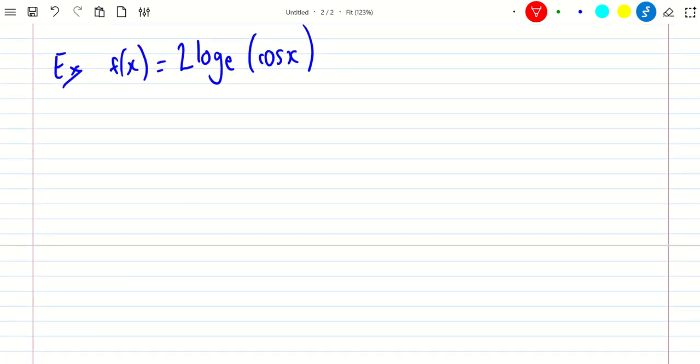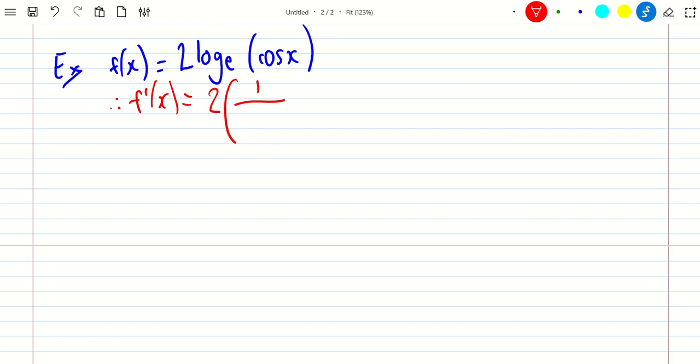Last one, let's have a look at this function. Again, we've got a function inside of the log function. So let's think carefully about this. Our derivative f dash of x is equal to, that 2 just sits there. Okay, I'm just going to put that 2 and forget about it. It's 2 times whatever the derivative of the rest of it is.